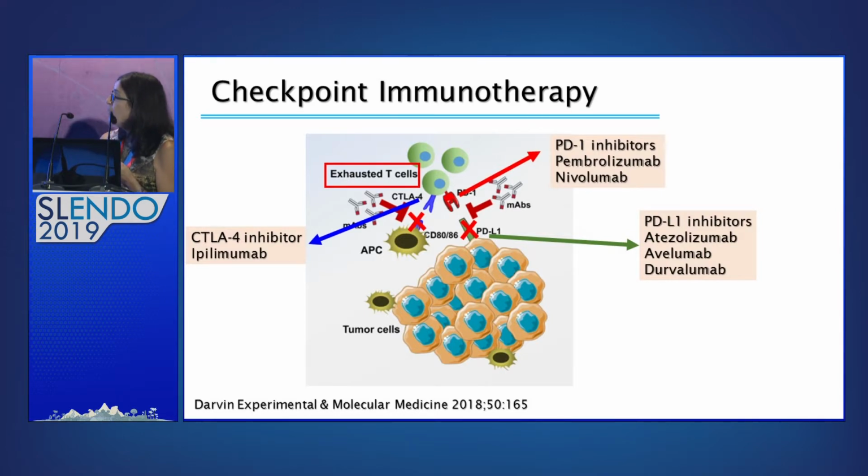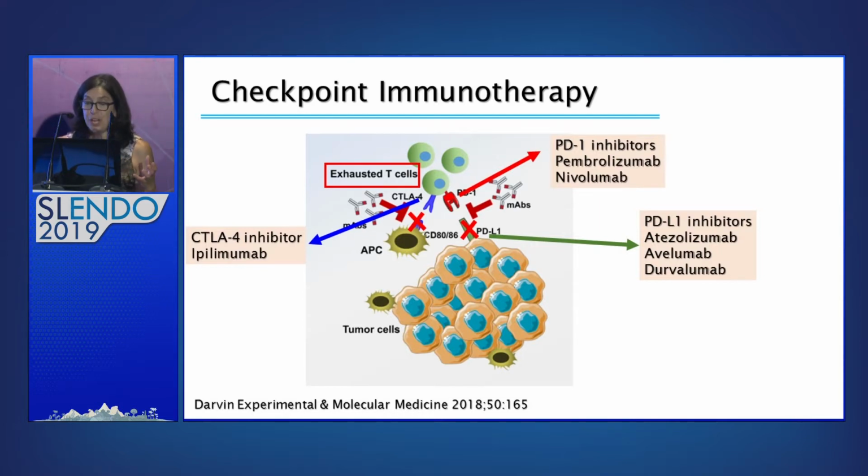So instead, we have drugs that provide antibodies that block the ability of our immune cells, the T cells, to bind to these ligands on the cancer, so that our immune cells don't become exhausted and our immune system can attack the cancers. So there are PD-1 inhibitors, which are pembrolizumab and nivolumab. There are PD-L1, the ligand inhibitors, you can do that as well, and there are also CTLA-4 inhibitors.